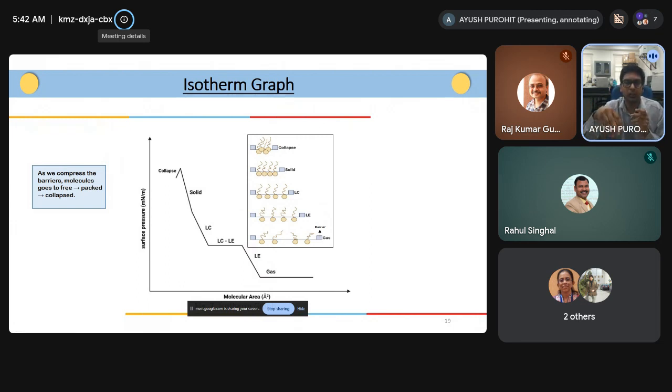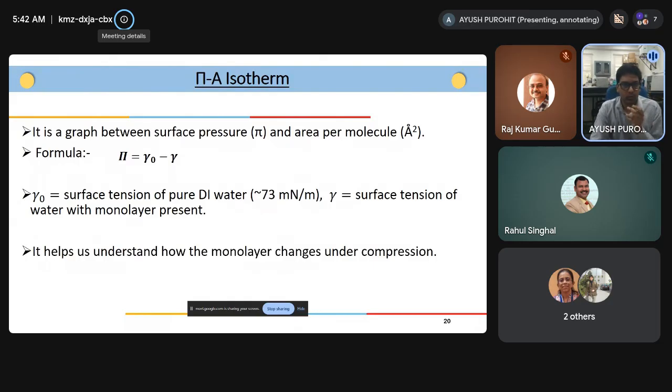We can look at all these things with the help of BAM, that is Brewster angle microscope. So the pi-A isotherm is the graph between surface pressure and area per molecule. The formula to measure the pi-A isotherm is sigma naught minus sigma, where sigma naught is the surface tension of pure DI water, and sigma is the surface tension of the water with the monolayer present. This surface pressure is also measured by the LB software by itself. It helps us understand how the monolayer changes under compression of the barrier.